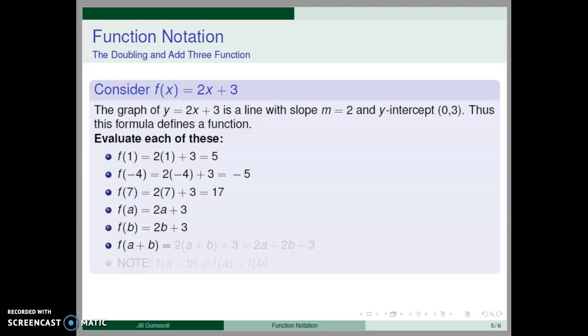Now, to evaluate f of a plus b, we view the quantity a plus b as a single input. We double a plus b and then add 3. This simplifies to 2a plus 2b plus 3. It's very important to note that in general, f of a plus b does not equal f of a plus f of b. Functions do not distribute over addition like multiplication does.